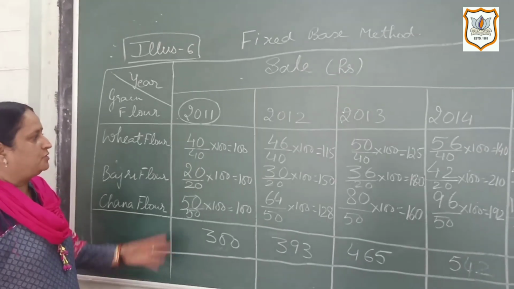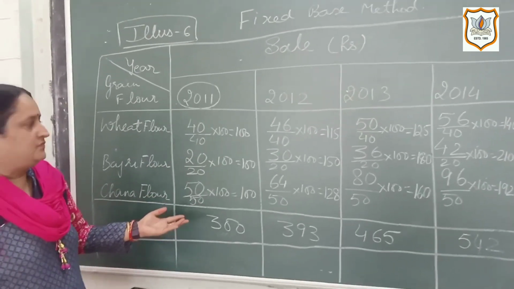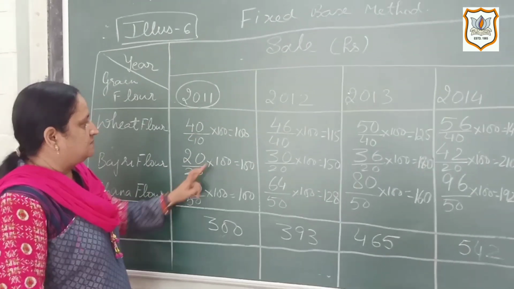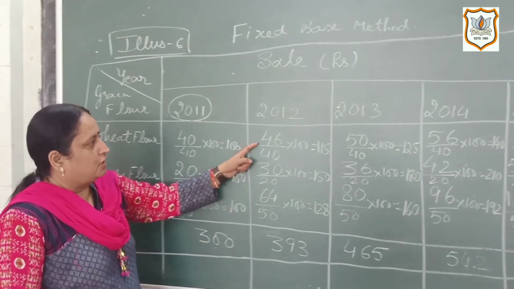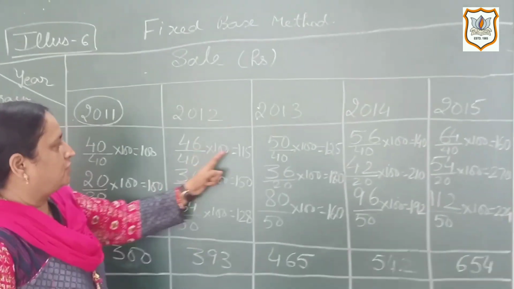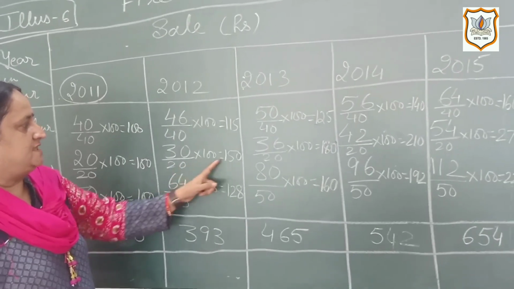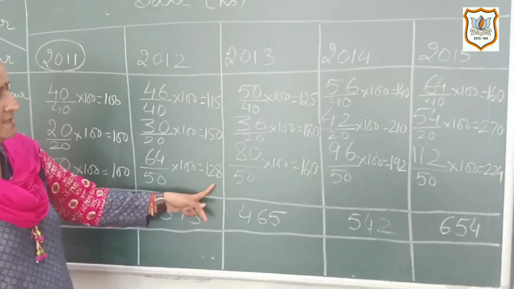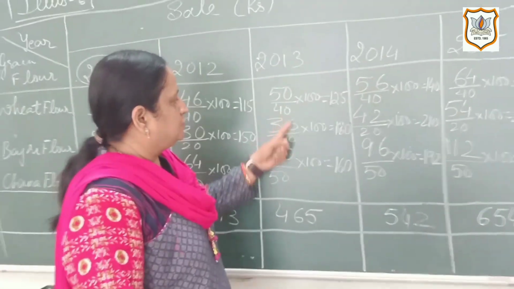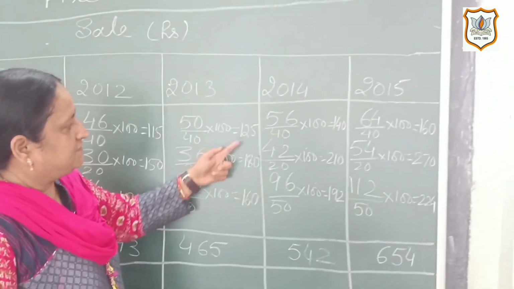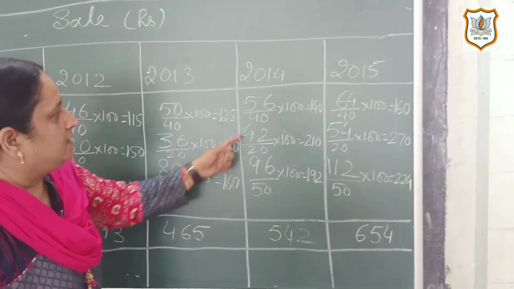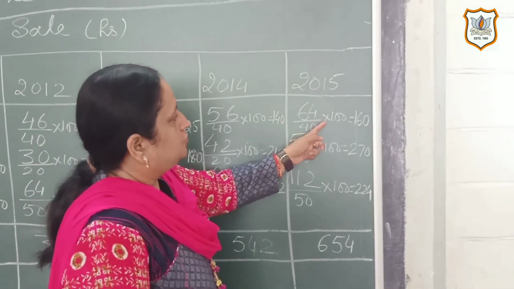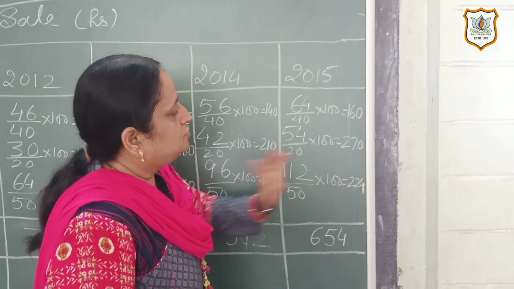Now hope you must have calculated these values. The answer that you will be getting will be, for these three terms, 100, 100 and 100. For 46 by 40, 115. 30 by 20 into 100, you will get it as 150. 64 upon 50 into 100, you will get it as 128. Similarly, when you solve these three values, you will get 125, 180 and 160. This one, 140, 210 and 192. Here when you do, you will get 160, 270 and 224.